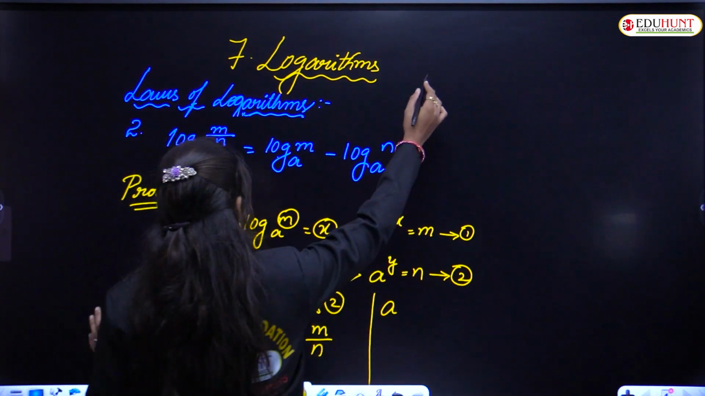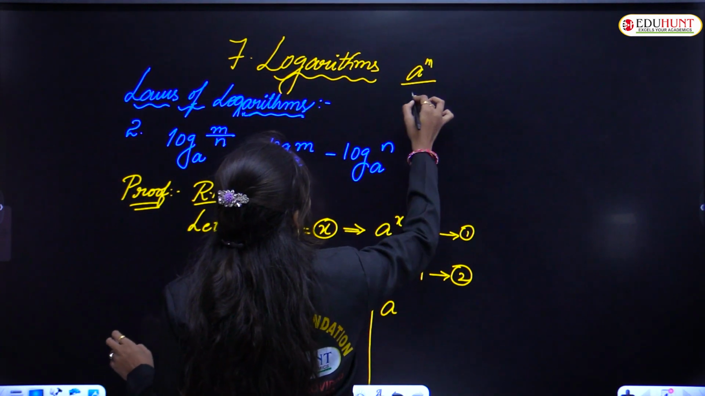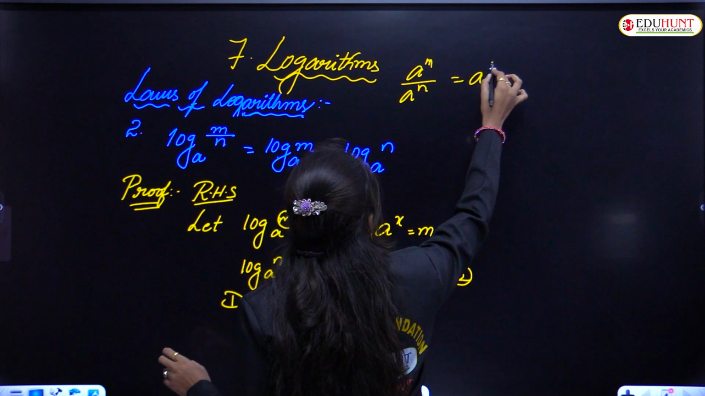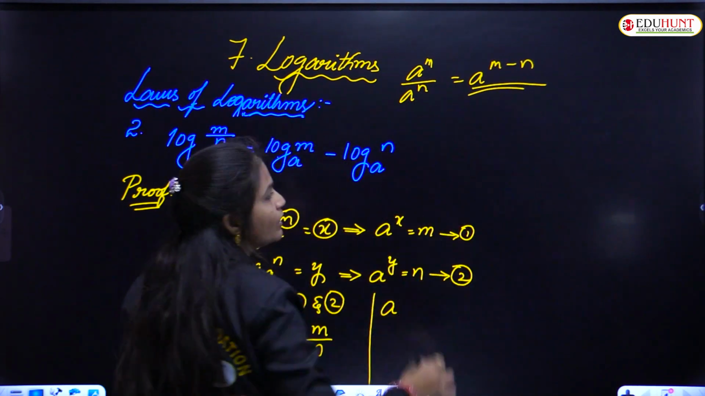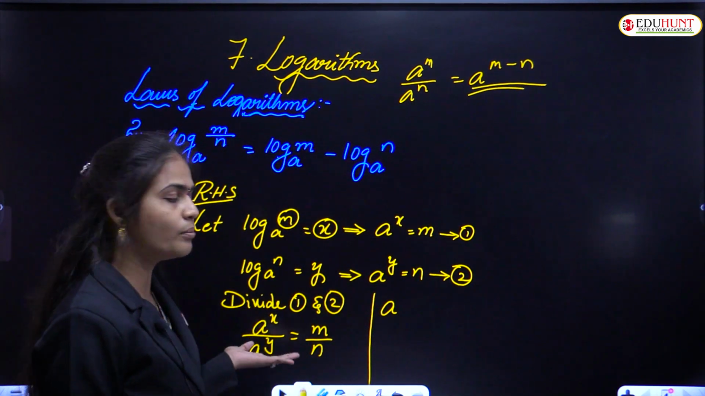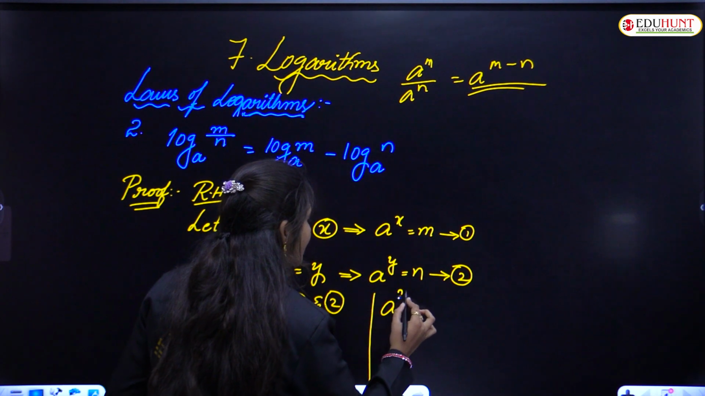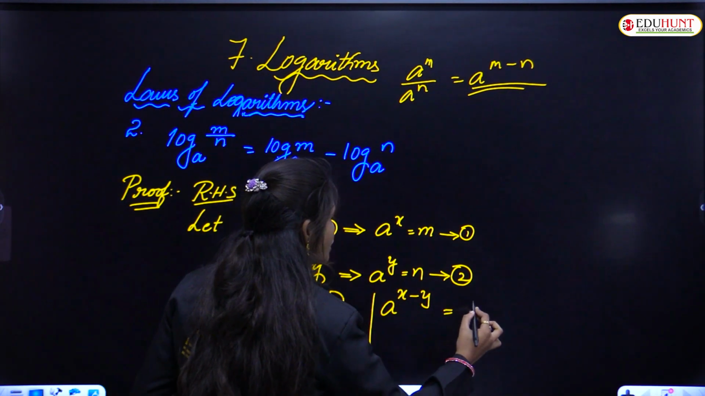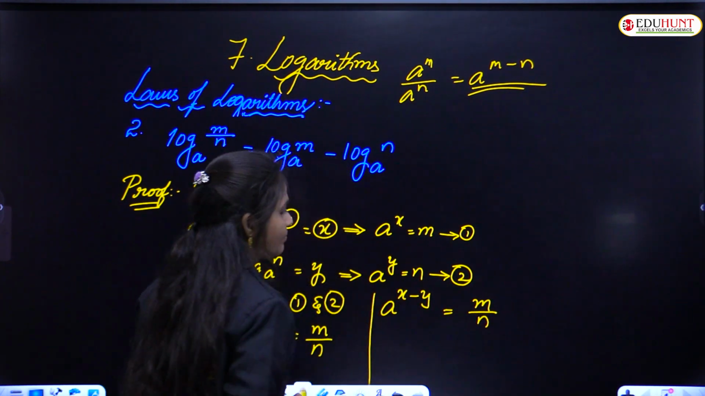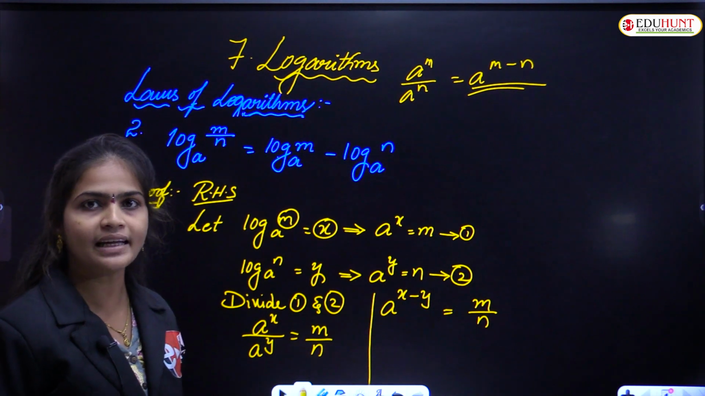What is that? a power m by a power n equals a power m minus n. This formula we already know, right? So apply the same formula here. So a power x minus y equals m by n.